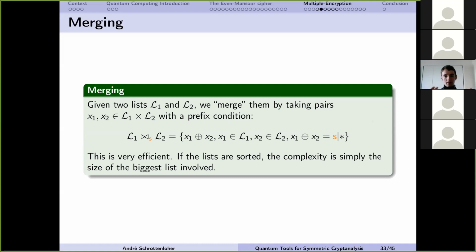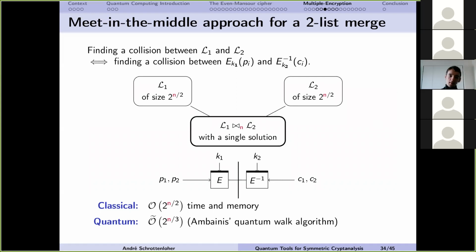If the lists are sorted, the output list is going to be sorted as well, and the complexity is simply the size of the biggest list, either the input or the output that is involved. So the algorithm is as simple. It only requires to read and to write, but there is nothing more to it. So this is a very simple example of merging: the meet-in-the-middle attack.